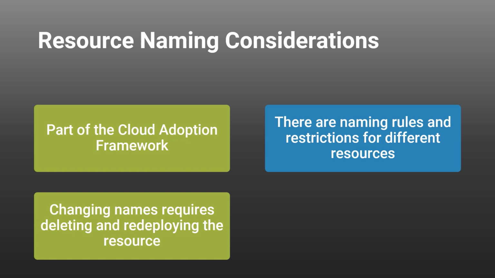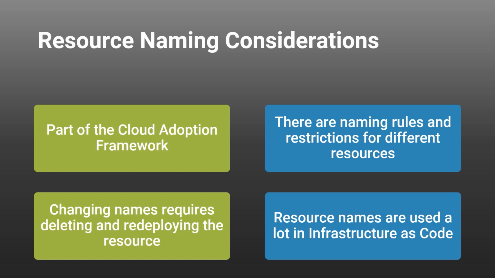So if you can put some thought into your naming convention from day one, it's going to serve you a lot better over the course of time. Lastly here, I write a lot of infrastructure as code, and resource names are used a lot in infrastructure as code. We often pull in other resource names that already exist into our current scope, so we need to know what those resource names are going to be.